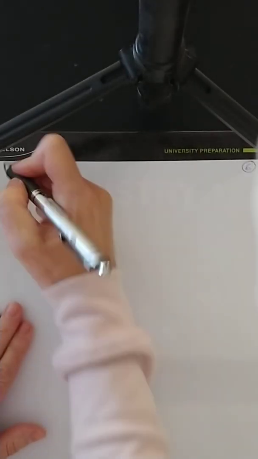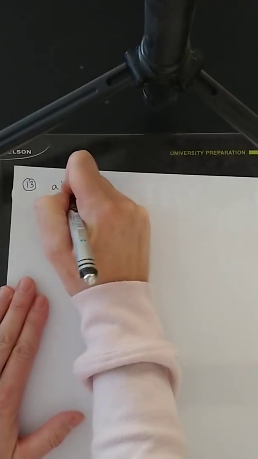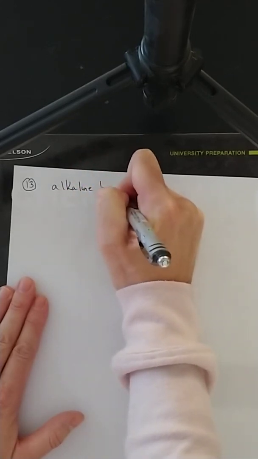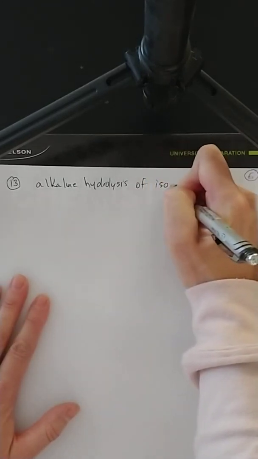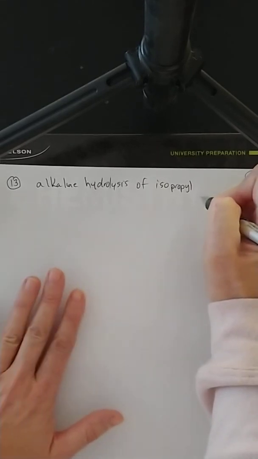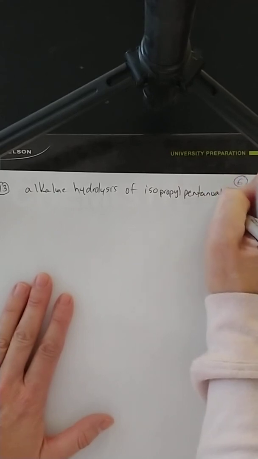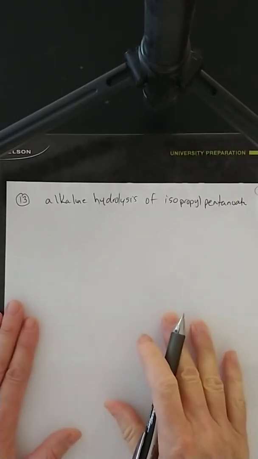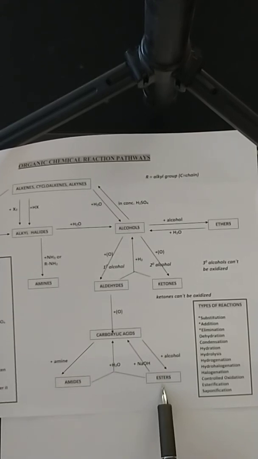The next one we're going to look at here is number 13. So for 13, what we have now is an alkaline hydrolysis of isopropyl pentanoate. Okay, so what are we doing here? So isopropyl pentanoate is an ester. And what we want to do is an alkaline hydrolysis.